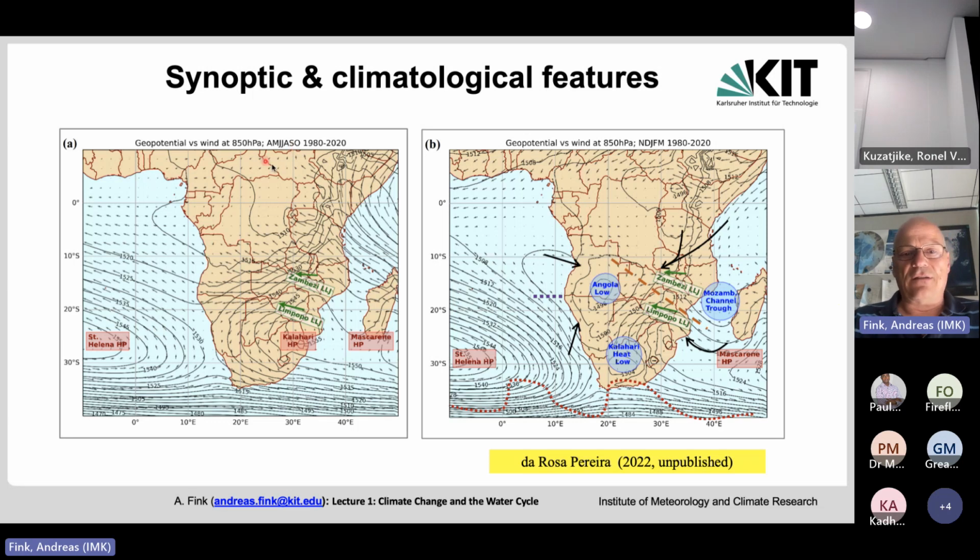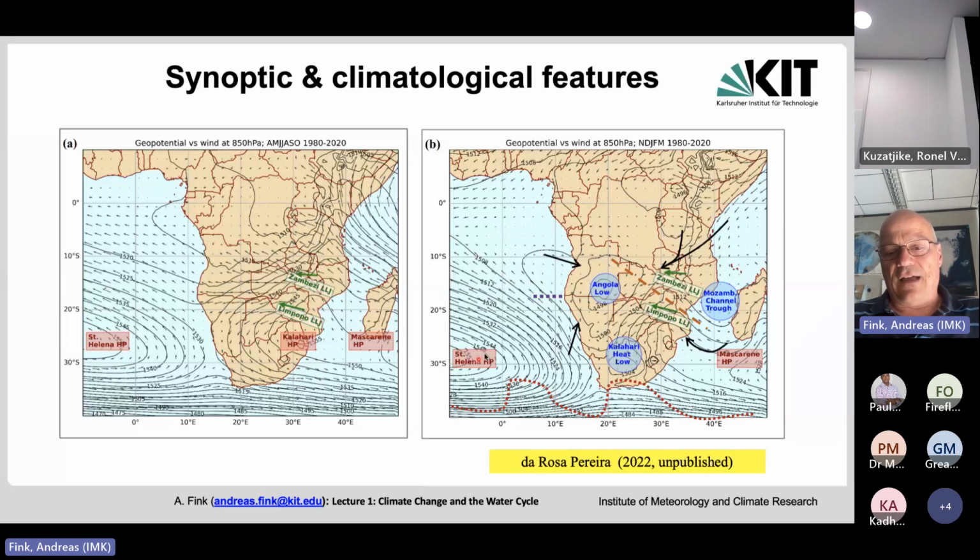Here you see the situation between April, May, June, July, August, September, October. So that's our austral winter. And that is the situation in November, December, January, February, March. This is austral summer. So let's start with austral summer, where I said we have a rainy season in most parts of southern Africa. And what you see here as contours is the height of the 850 hectopascal level.